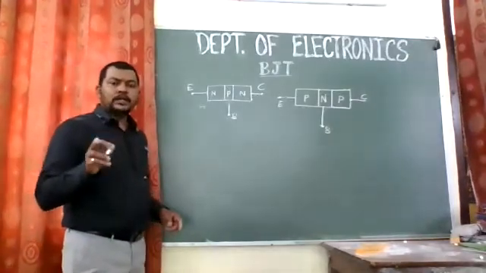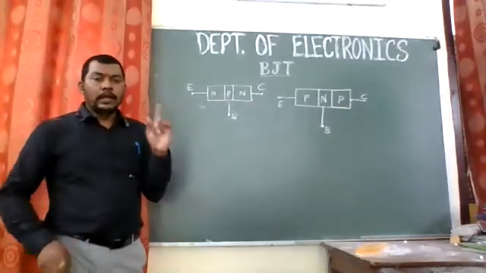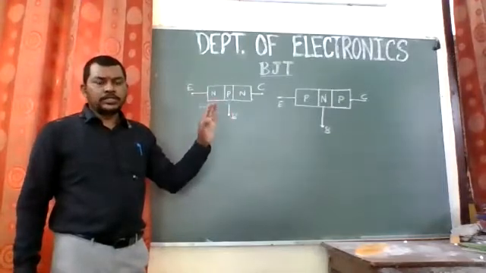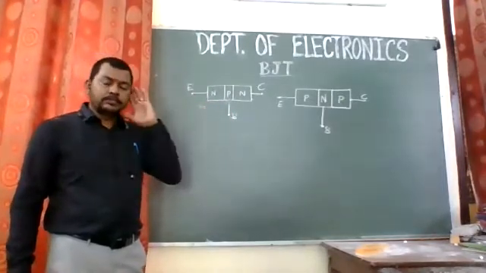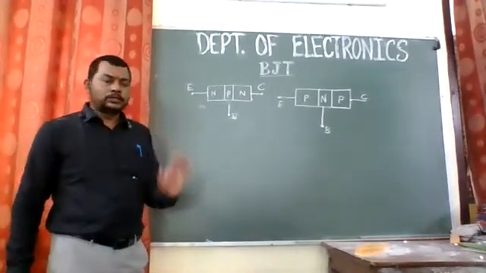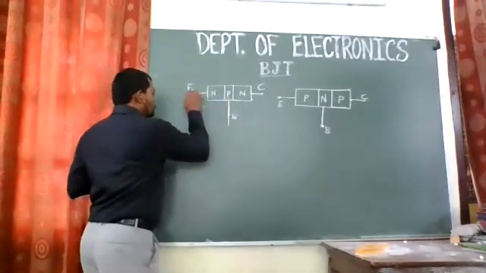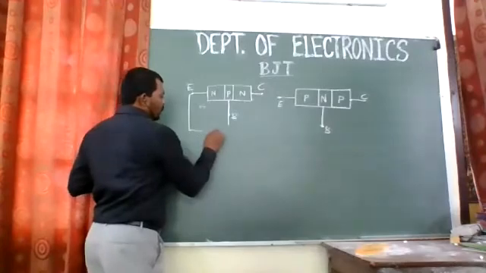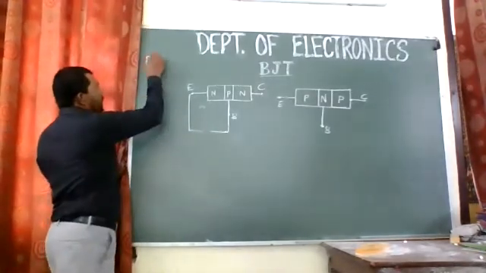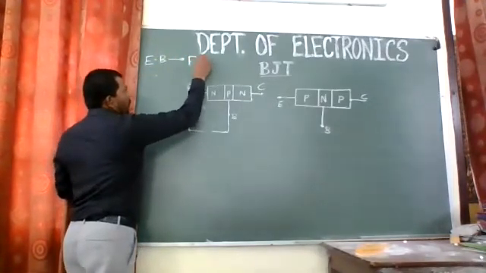So I expect from your side that you will be trying a PNP transistor for connection. Remember the protocol: the emitter base junction should always be forward bias and the base collector junction should be reverse bias. Now let us see what it actually means. We have to make the connection so that the emitter base junction is forward bias.